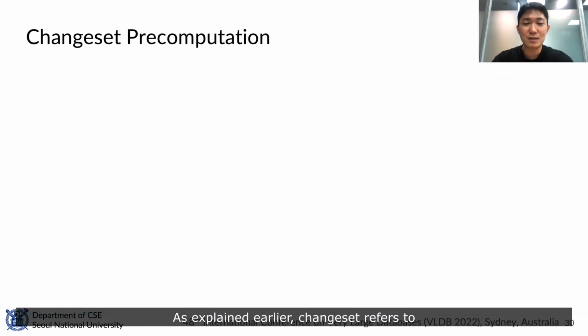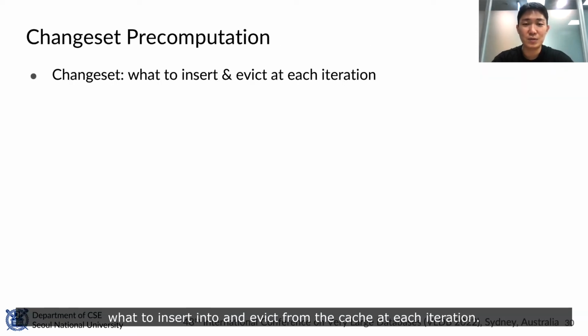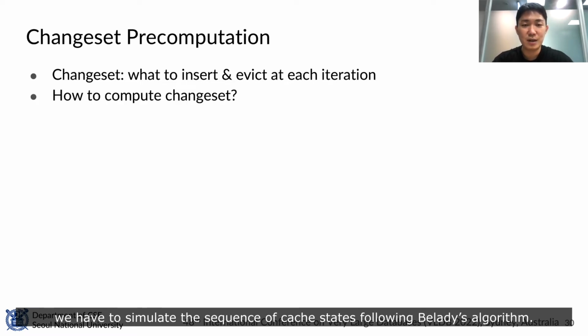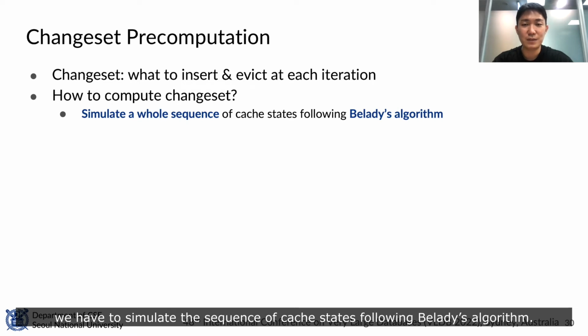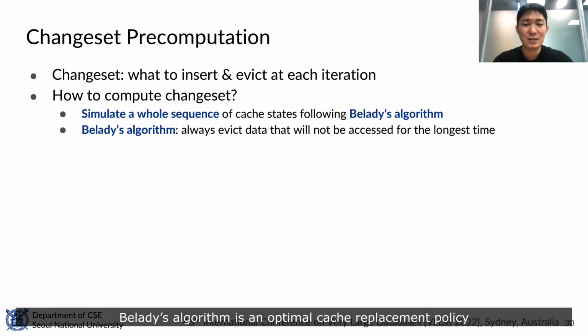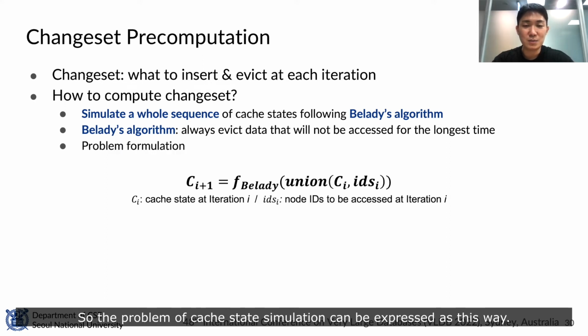As explained earlier, changeset refers to what to insert into and evict from the cache at each iteration. To compute changesets, we have to simulate the sequence of cache states following Belady's algorithm. Belady's algorithm is an optimal cache replacement policy which always evicts data that will not be accessed for the longest time. So the problem of cache state simulation can be expressed this way.